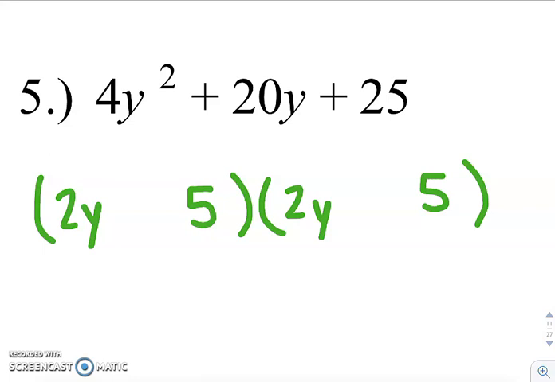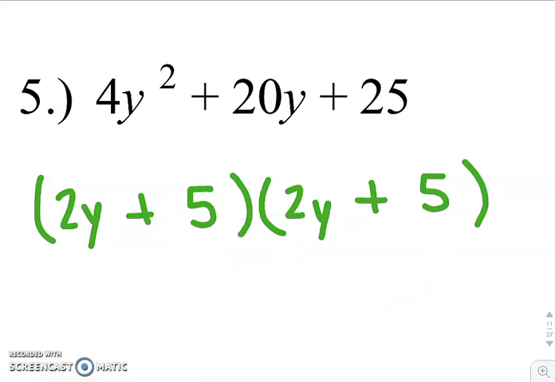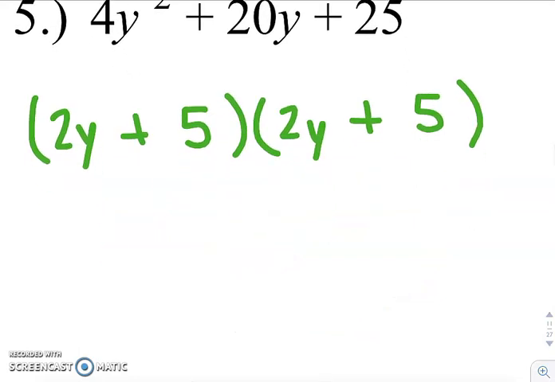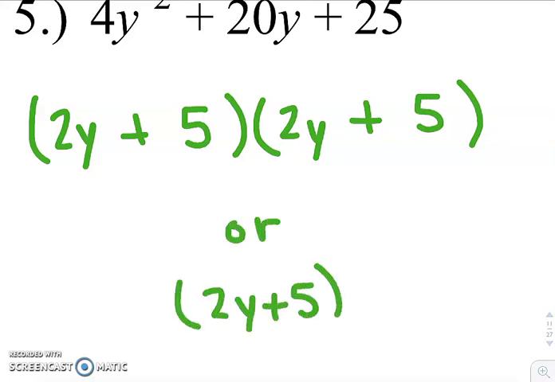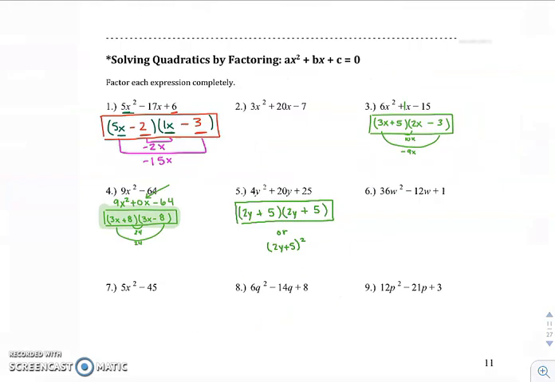This would be a perfect squared trinomial, because you're going to use the same exact factor twice. This gives you 10, this gives you 10, 10 plus 10 is 20. So you can write them out as 2 separately, or since they're exactly the same, you could write them out as 2y plus 5 squared. Doesn't matter which way you write it in there.